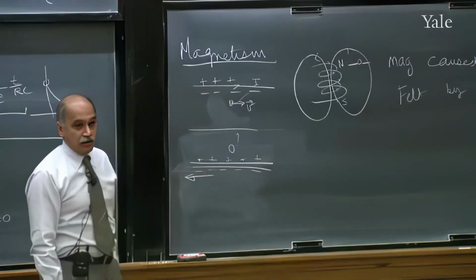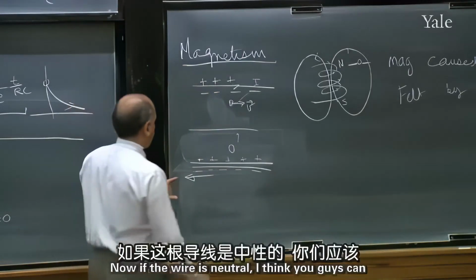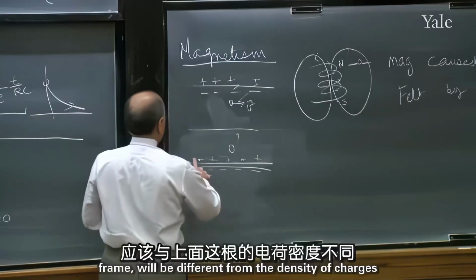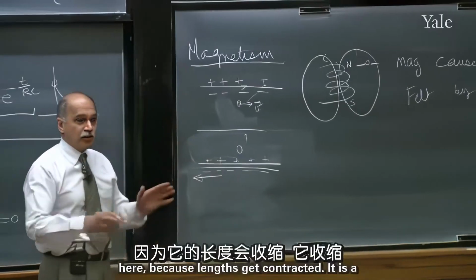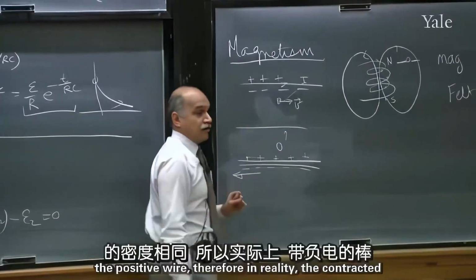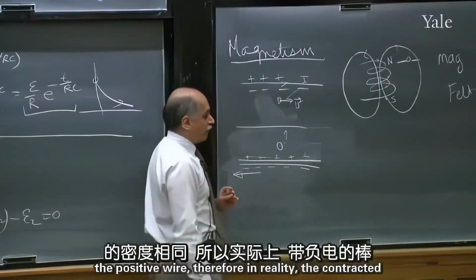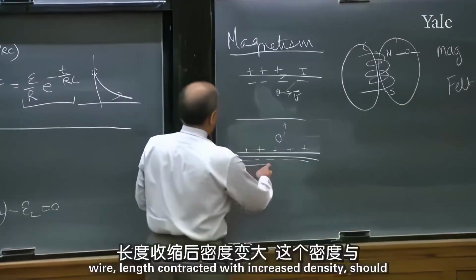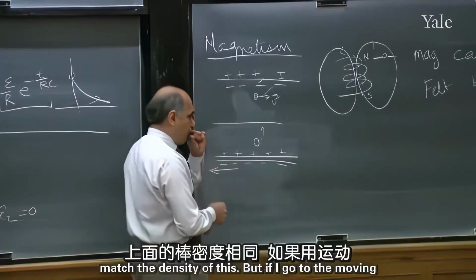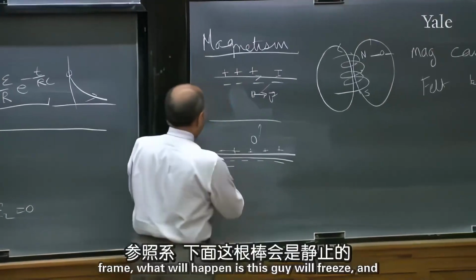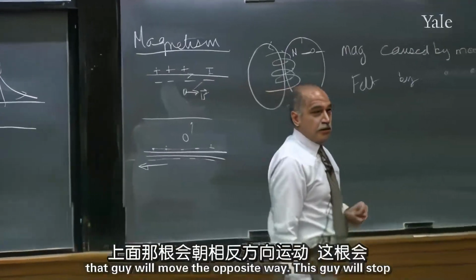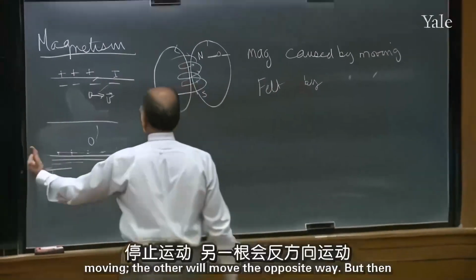That'll produce a current. Now, if the wire is neutral, I think you can understand that the density on this, in its own rest frame, will be different from the density of charges here, because lengths get contracted. It is a contracted wire that should have the same density as the positive wire. Therefore, in reality, the contracted wire, length contracted with increased density, should match the density of this. But if I go to the moving frame, this guy will freeze and that guy will move the opposite way.